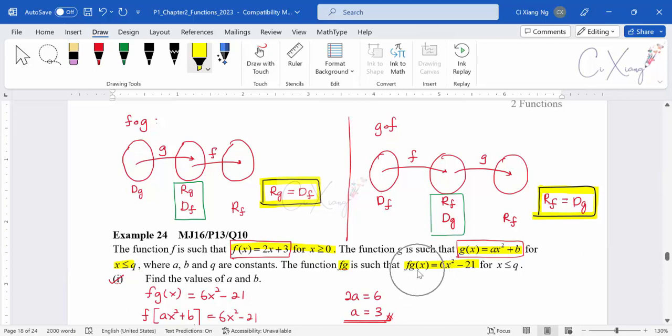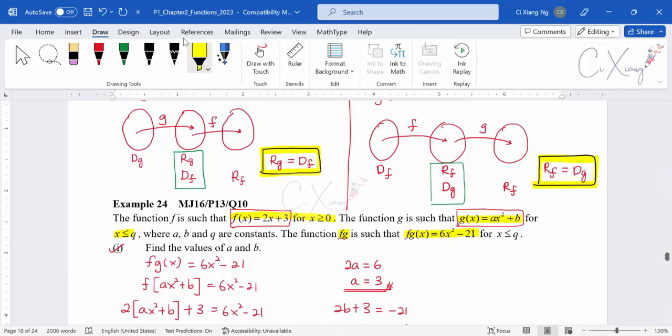So let's have a look at fgx. We'll be looking at this diagram. For this diagram, the important result for composite functions is that we need to know the range of G equals the domain of F. So where is the range of G? The range of G is basically the formula that we have for G. So this is the range of G. And then what's the domain of F? The domain of F will be greater than or equal to 0. This is the domain of F.